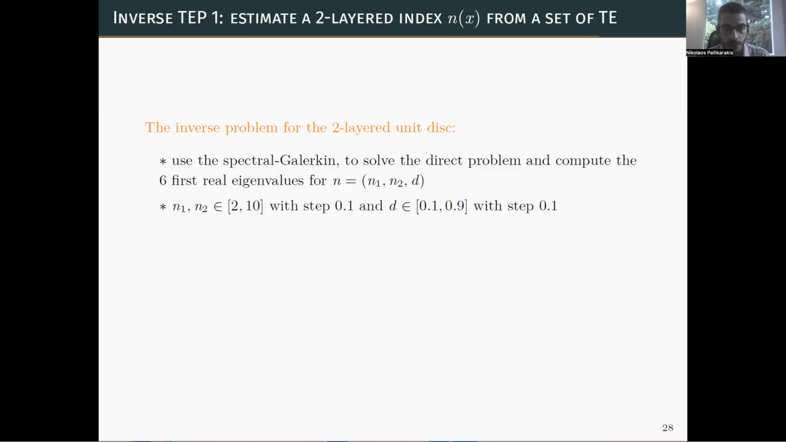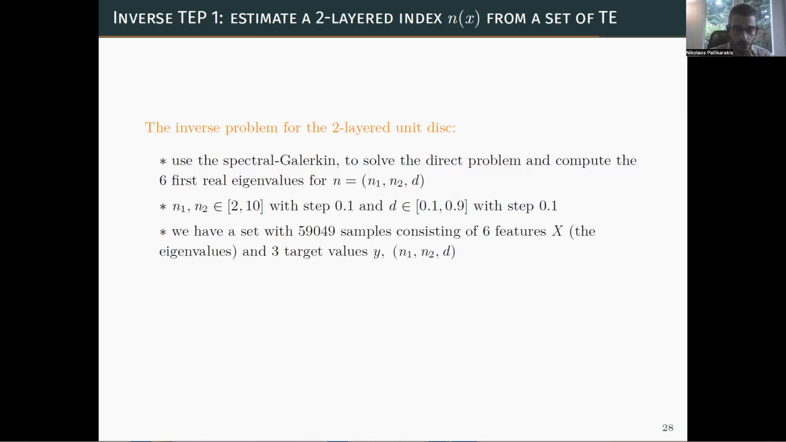We took a family of refractive indices between 2 and 10, and discontinuities between 0.1 and 0.9 in the unit disk. So we allow the discontinuity to be anywhere in the disk. And by taking all the possible combinations, this produces a data set of 59,000, let's say, samples, where our X matrix again are the six eigenvalues of these 59,000 samples, and our Y matrix, the target values, are the values of the refractive index and the position of the discontinuity.